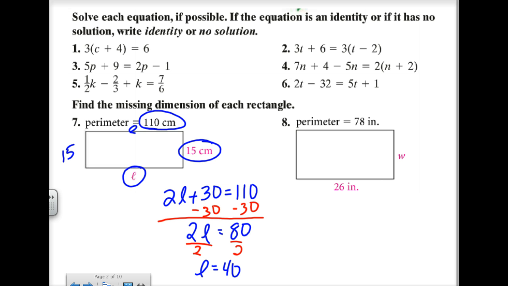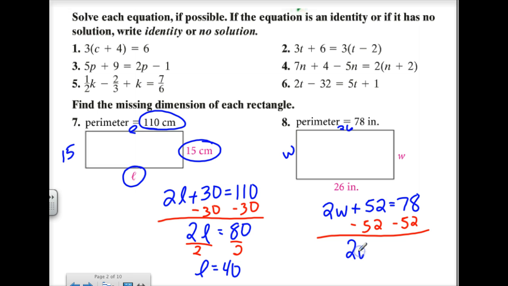Looking at number 8, W and W, 26 and 26. So 2W plus 26 times 2 is 52 is equal to 78. Subtract 52 on both sides. So I end up with 2W is equal to 26. Divide by 2. And we're going to find out that W is equal to 13. And again, you can check to make sure that that makes sense in your problem. That should be your warm-up.